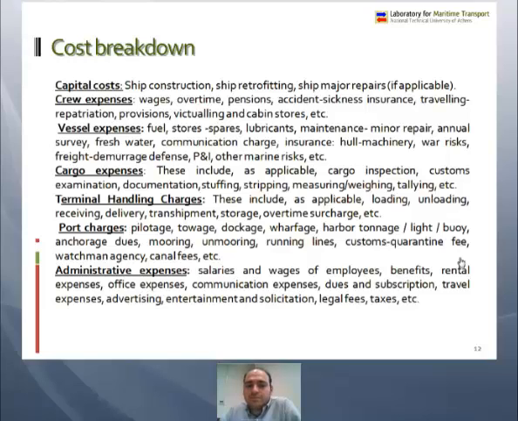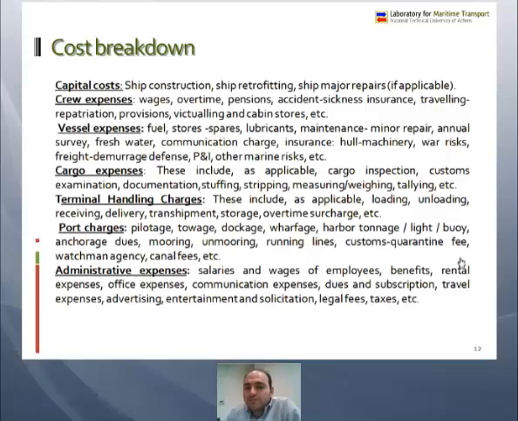Vessel expenses are mainly the operational expenses and have to do with paying for the fuel, lubricants, minor repairs, the annual survey, freshwater, communication charges, insurance for hull and machinery, risk works, P&I insurance, and things like that.